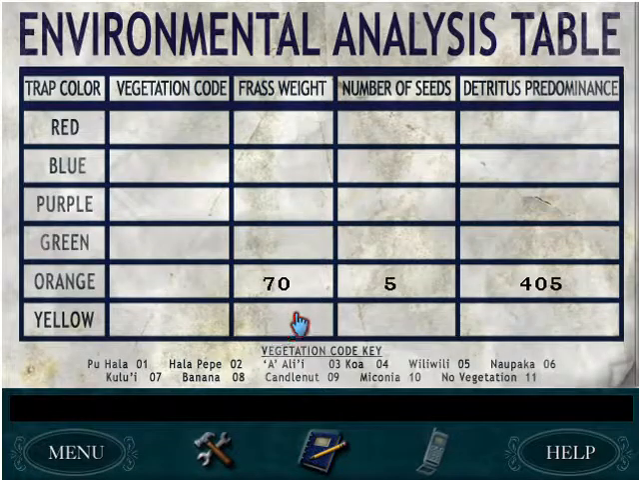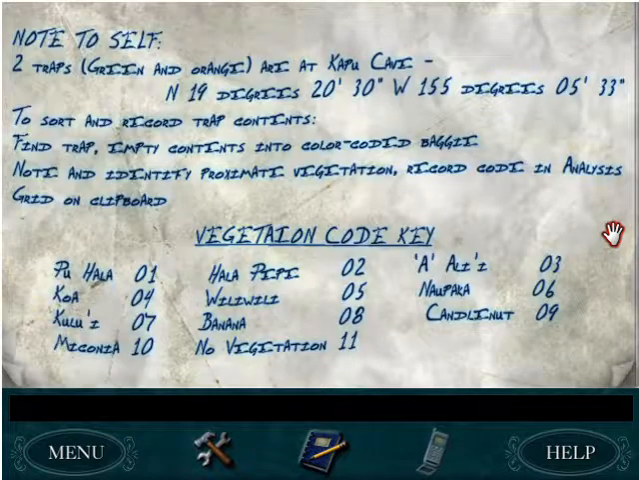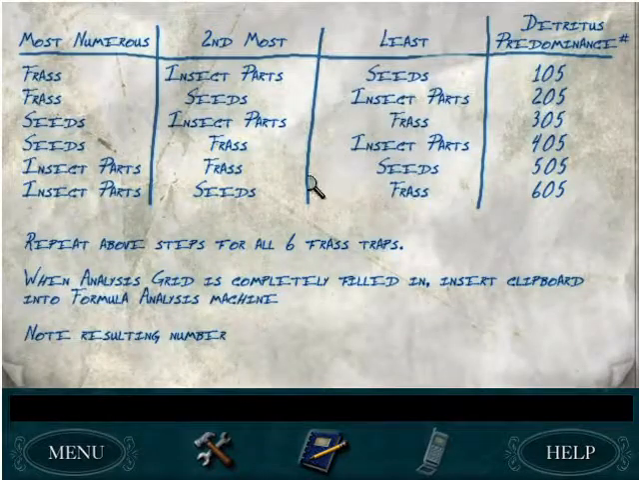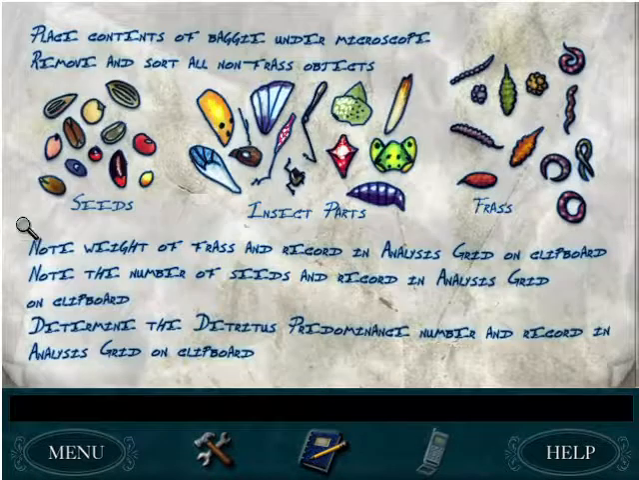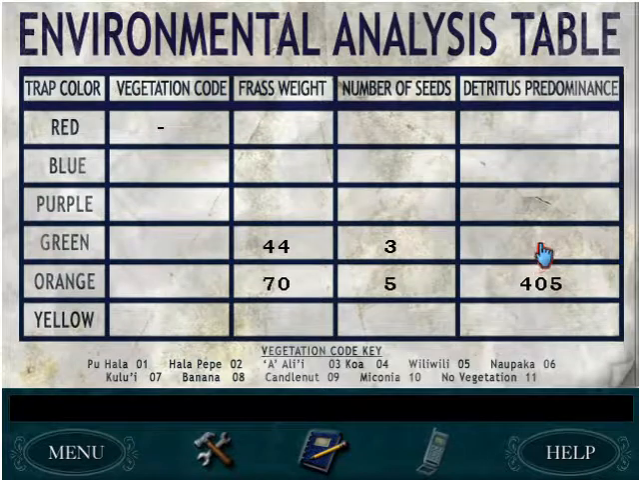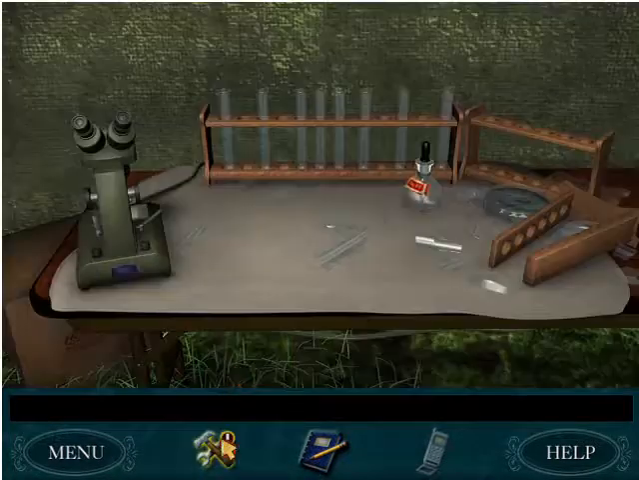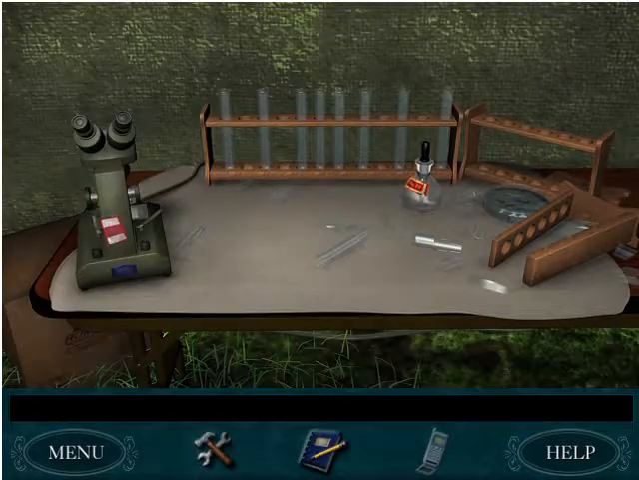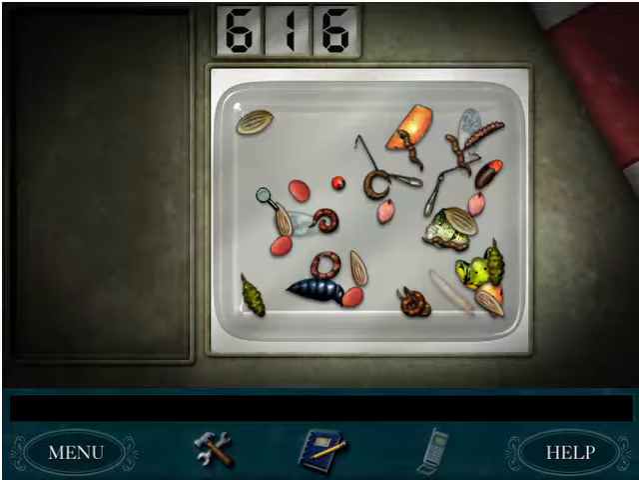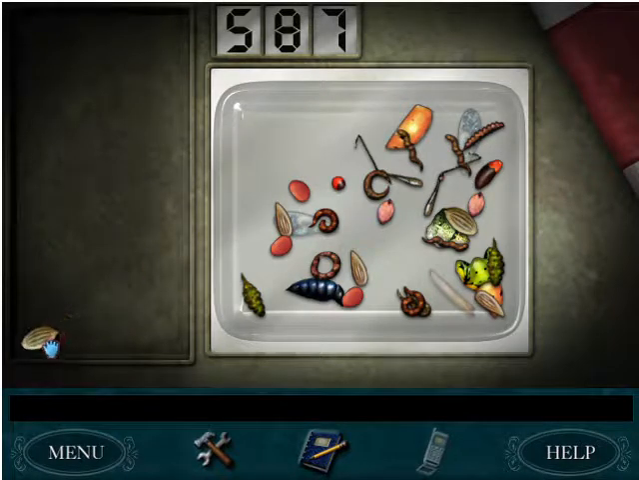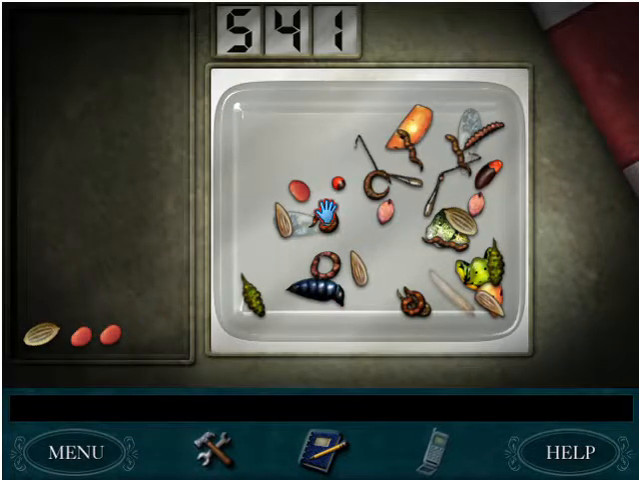Okay. 44, 3. Insect, frass, seeds. 505 is our predominance. Okay. Making good progress. We gotta get this grid totally filled in. So now let's do red. Oh, see, and the ones that are by plants have a lot more going on. Okay, so all of these smooth round things are seeds.